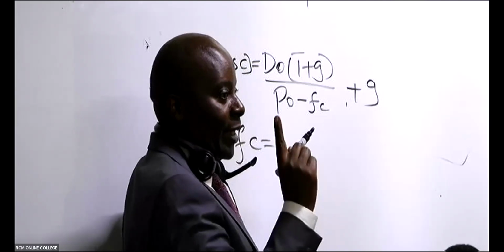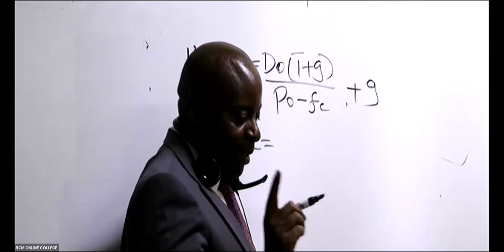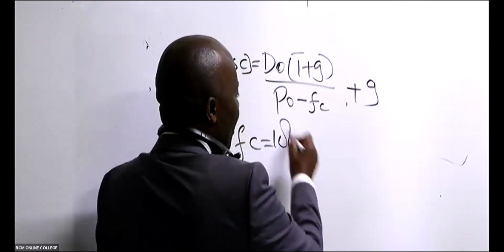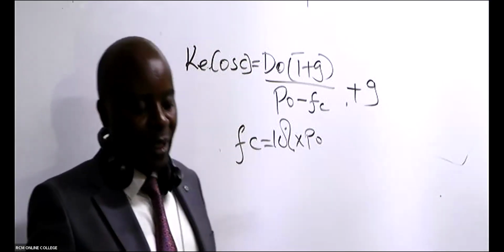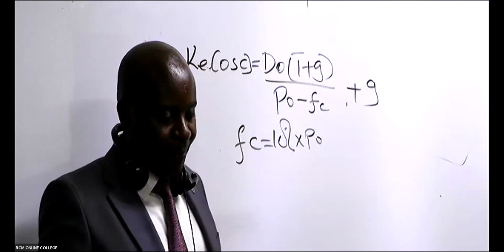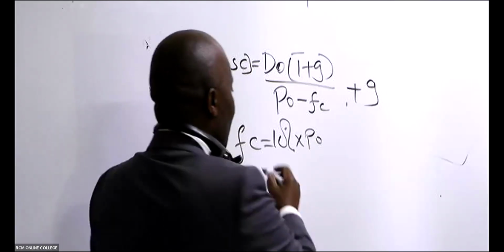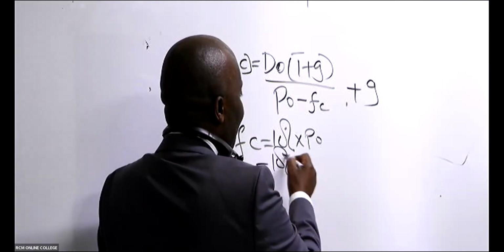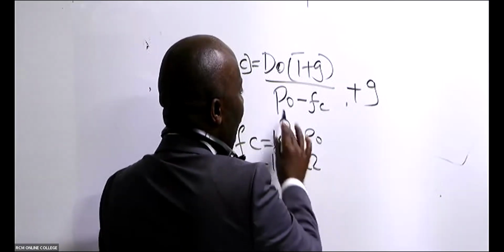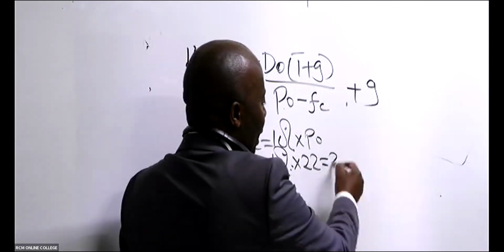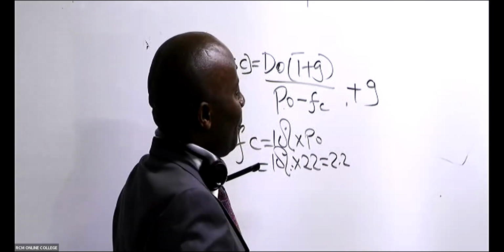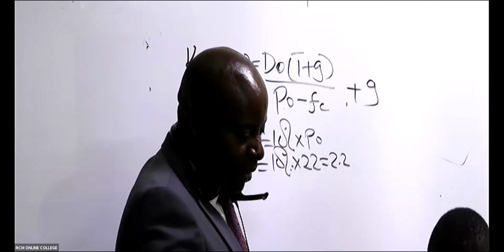So in this question, what is the flotation cost? They have told us it's 10% of the price. Flotation cost is 10% of the price. So this means it will be 10% of our current price, 22, which gives us 2.2.